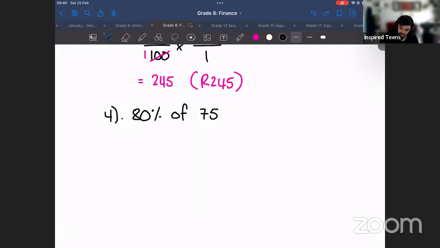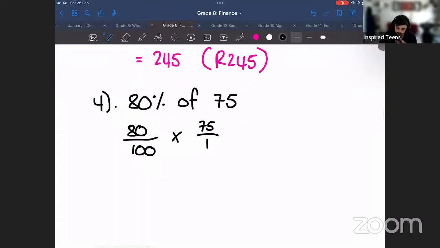You're going to say 80% of 75, which is the marks of your exam. Then you're going to convert the percentage. So 80 over 100, of is multiply, 75 over 1. Again, those who have calculators can simplify from here. So what can I do? I can simplify 75 maybe and 100.